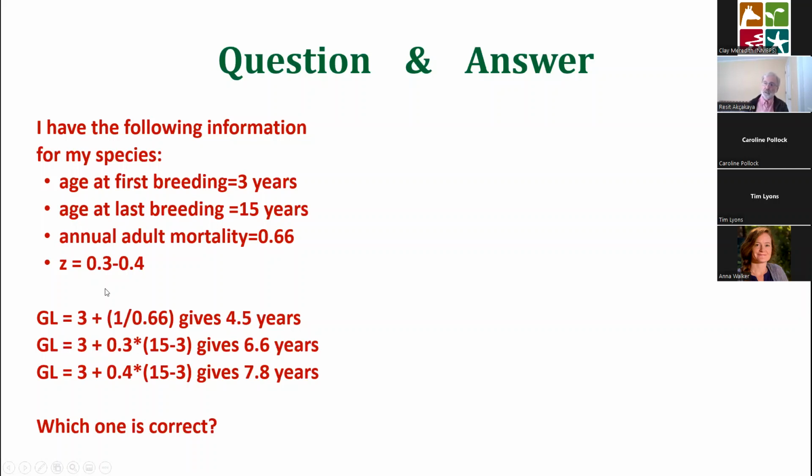If you use the other formula with Z, you can use it with Z is 0.3 or 0.4, but whatever you use, it is a much larger number, 7 to 8 years, right? So is it 4 to 5 years or 7 to 8 years? Which one is correct? Does anyone have an answer? I guess you are all muted. Okay. Well, actually, you cannot say which one is correct, but let me explain it.